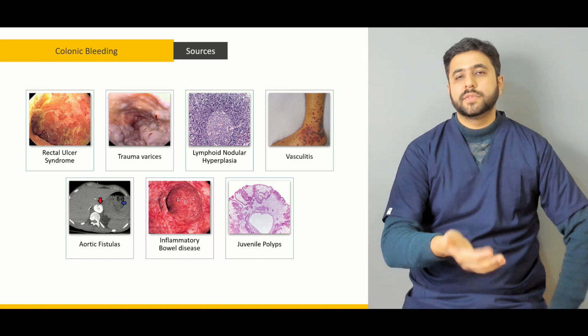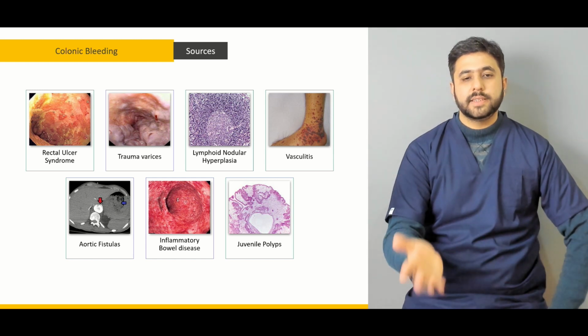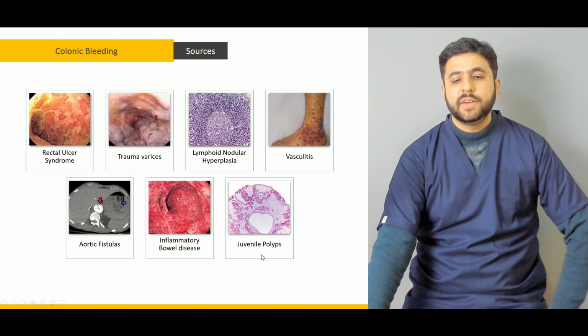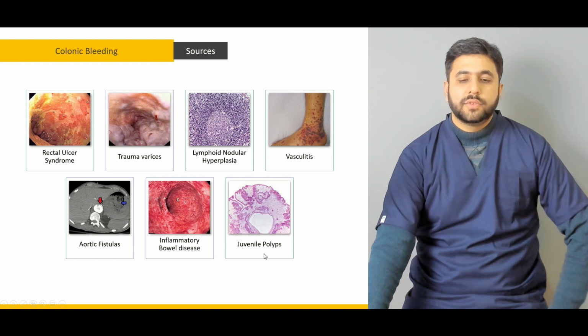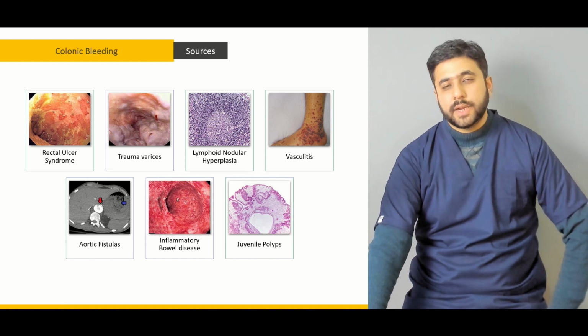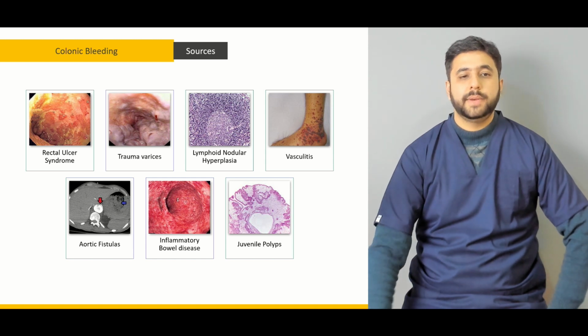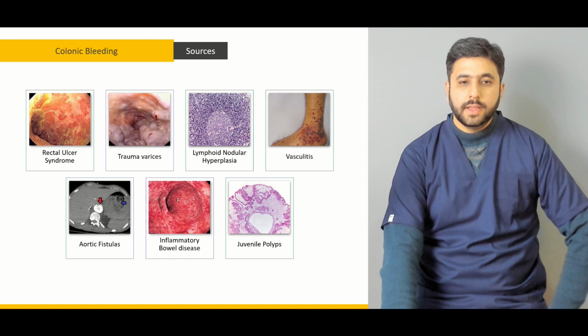The most common causes are the ones which we talked about in the previous slide, and these are the fairly rare causes. Juvenile polyps, especially in the context of children. If a child has colonic bleeding, then you have to look out for a juvenile polyp, or you have to look out for a Meckel's diverticulum. These are the most common causes of lower GI bleeding in a child. All right.